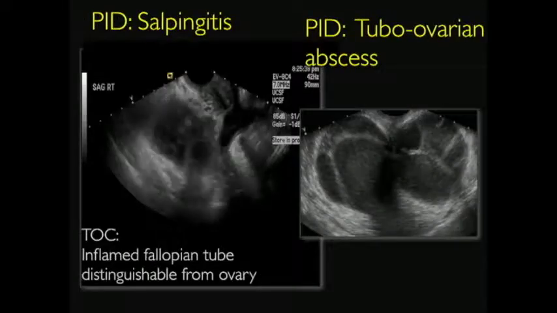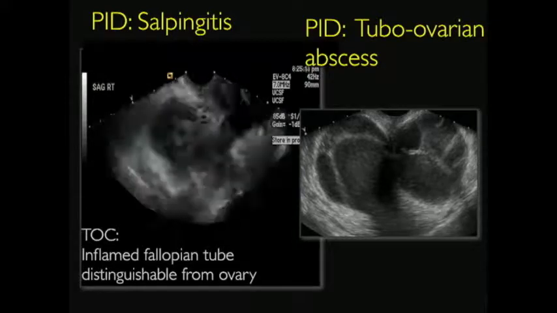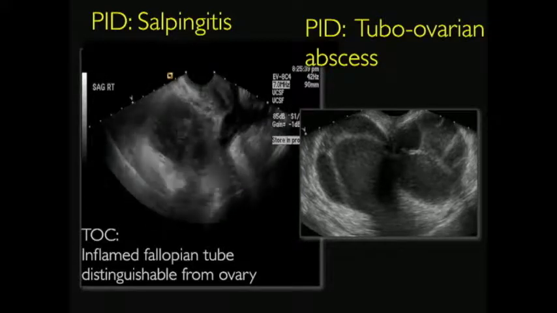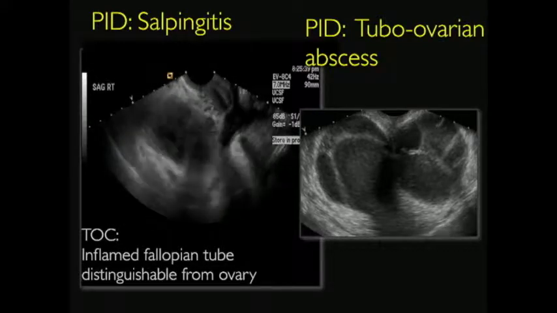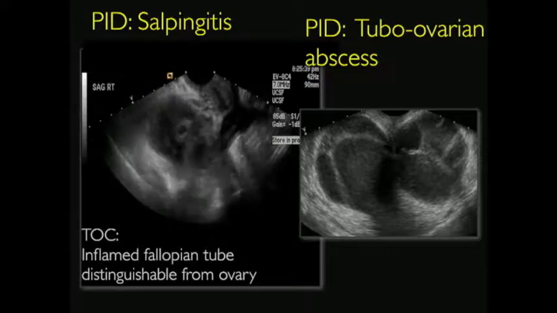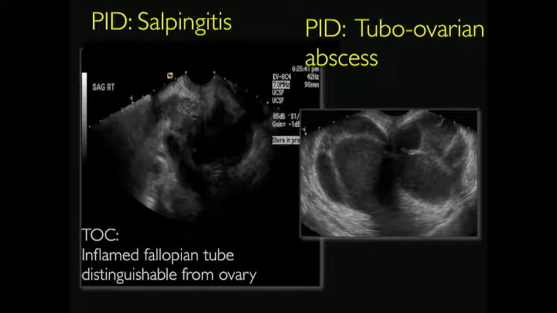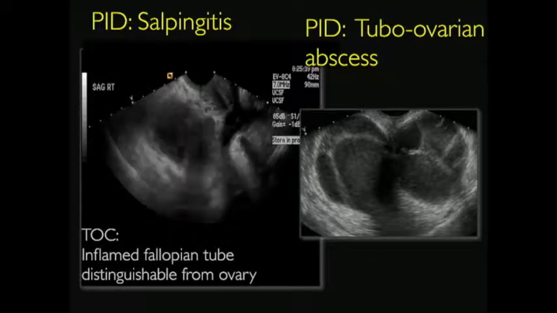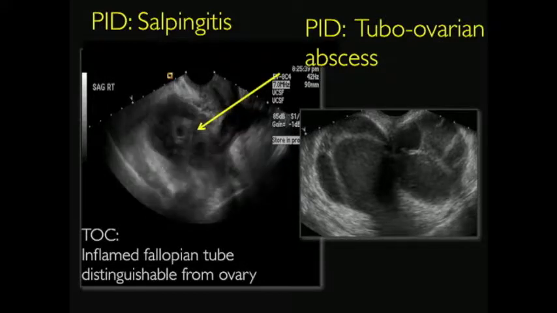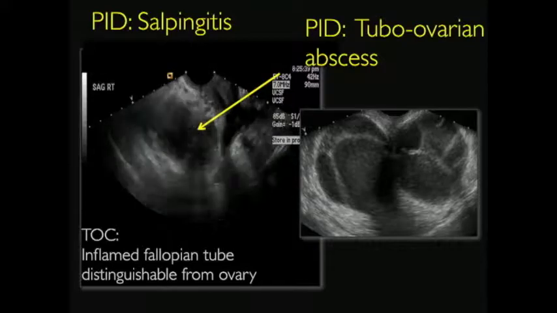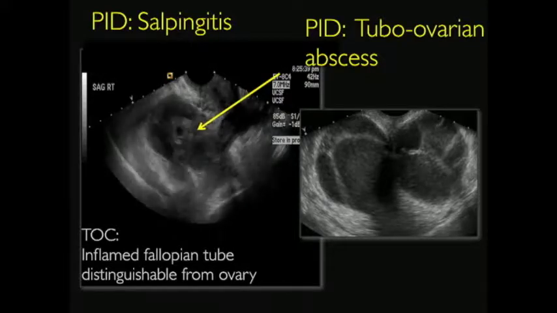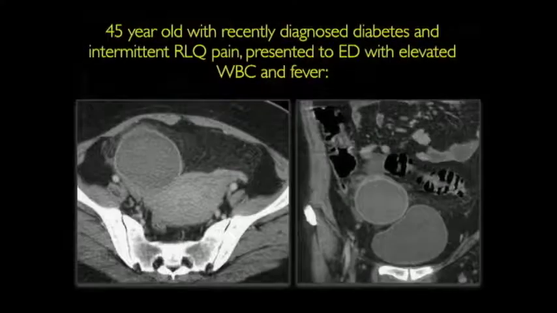But I'm just going to get to the point in a minute. So here's the tubo-ovarian complex: if you have an inflamed fallopian tube and you can distinguish a normal ovary from it. And then you have a tubo-ovarian abscess when you can't really distinguish the ovary and tube from each other. On ultrasound, imaging is usually pretty clear.